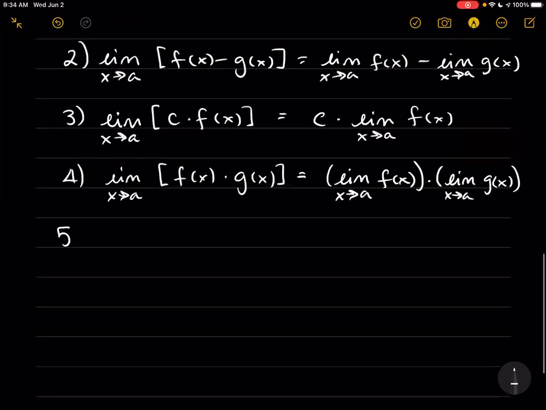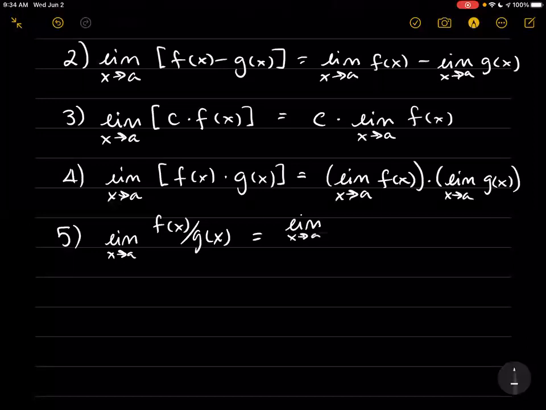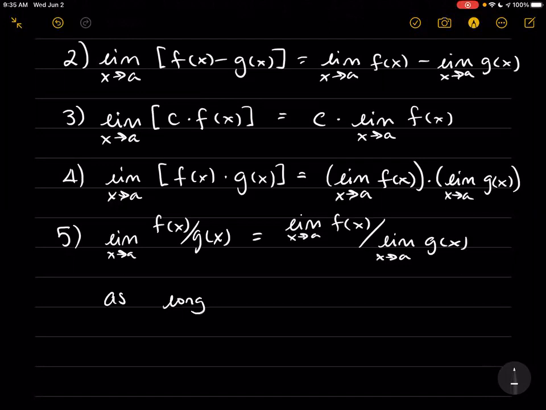Similarly, if we have the limit as x goes to a of f of x over g of x, that's going to be equal to, you guessed it, the limit as x goes to a of f of x over the limit as x goes to a of g of x. And that's as long as the limit as x goes to a of g of x is not 0, right? We don't want to divide by 0. Okay, 2 more to go.